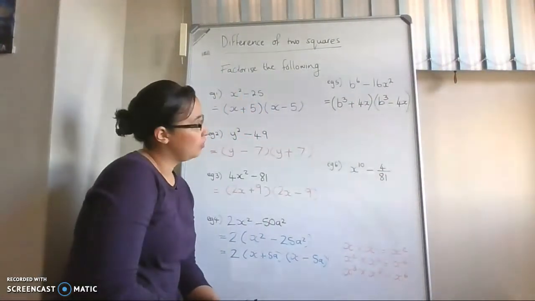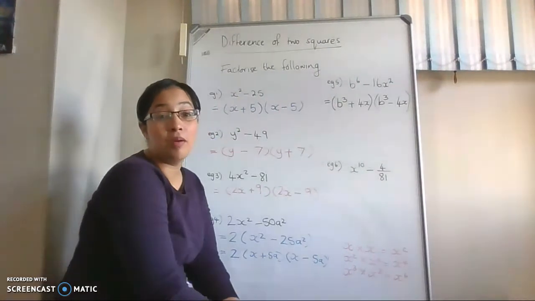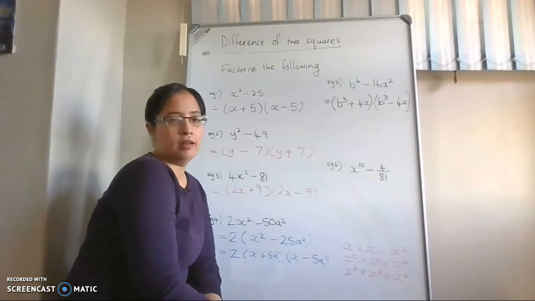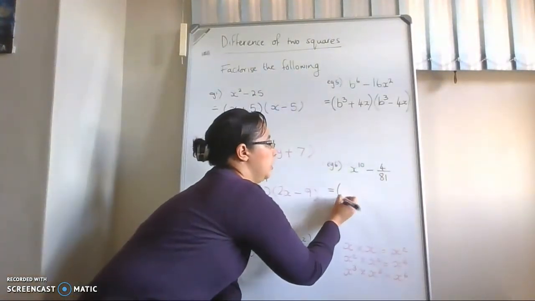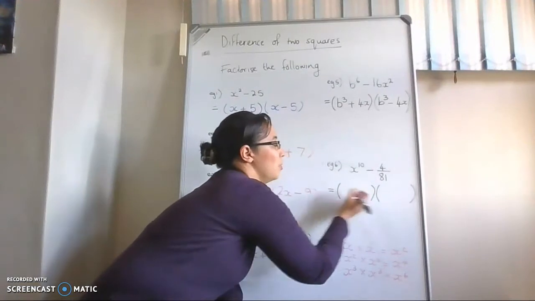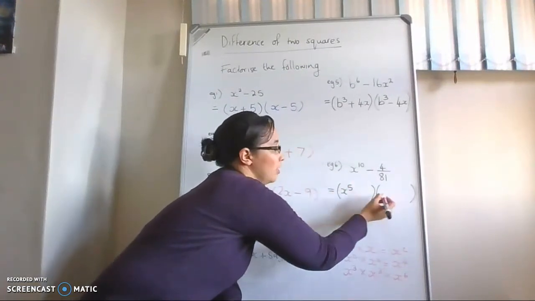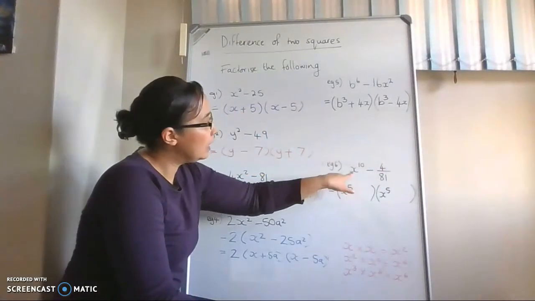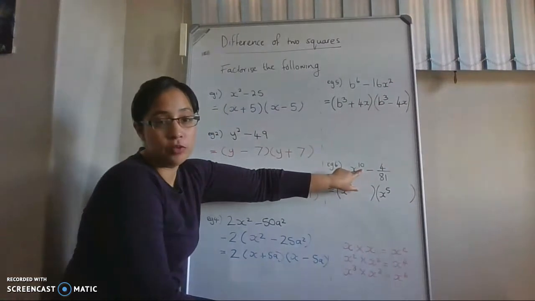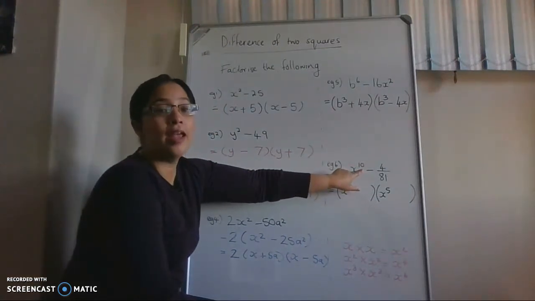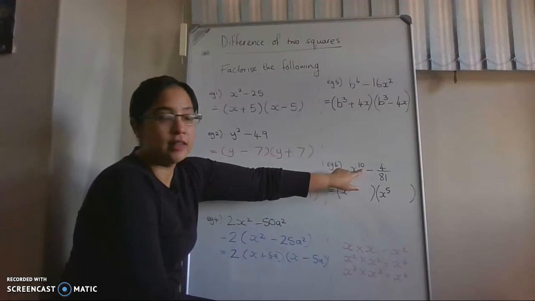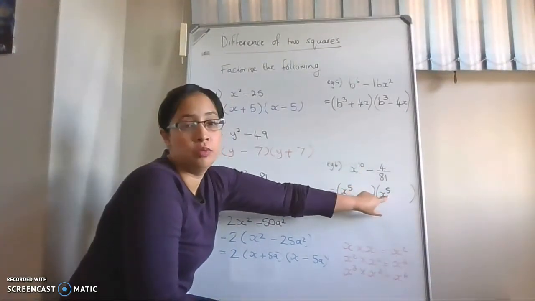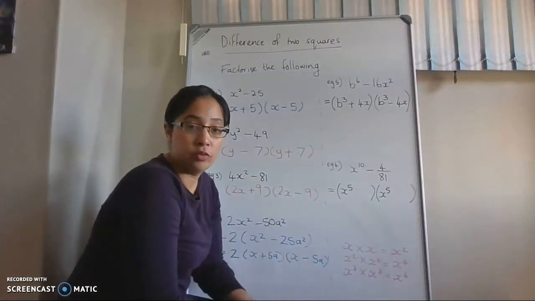Let's look at this one. If it's x to the power of 10, what would be the square root of x to the power of 10? That would be x to the power of 5. So if you ever notice, even powers of a variable are a perfect square, and in order to take the square root of that, you see that we're dividing the exponent by 2. That's how you find the square root.